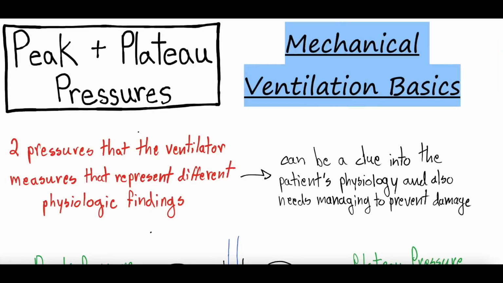So, peak and plateau pressures. These are 2 separate pressures that the ventilator measures. And the reason they're separate is because they represent different physiologic findings, right? The measurement they are taking represents 2 distinctly separate things. The nice thing about peak and plateau pressures is it can give us a clue into the patient's physiology. In addition to that, we need to manage these pressures. We don't want them to go too high because they can cause damage, things like barotrauma, where the lung gets too distended, the alveoli get too distended, and as such they get damaged. But to further understand some of these concepts, it really is helpful to dive into what these pressures are representing.